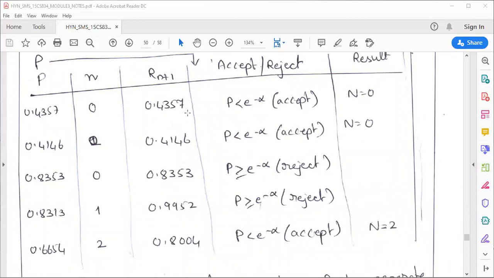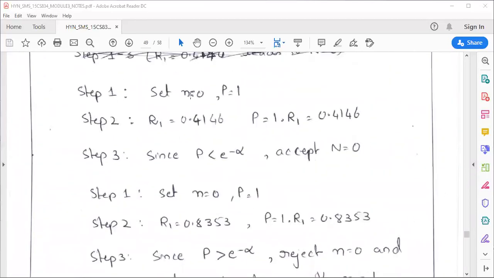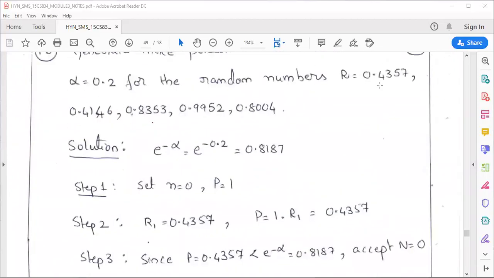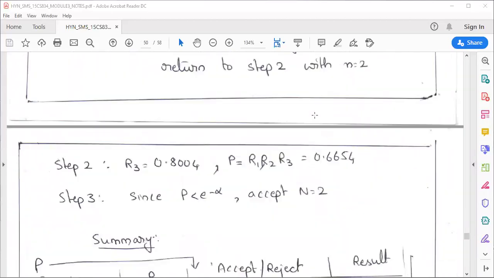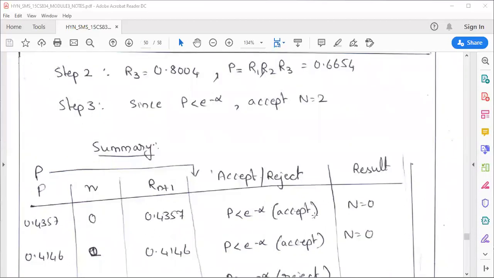The first random number was 0.4357. Initially, what is the value of n? Initially, the value of n was 0. So n is equal to 0, and the first random number was 0.4357. What is the value of p I got? P value I got as 0.4357, and here p is less than e power minus alpha. So accept small n, capital N is equal to small n value, which is 0.